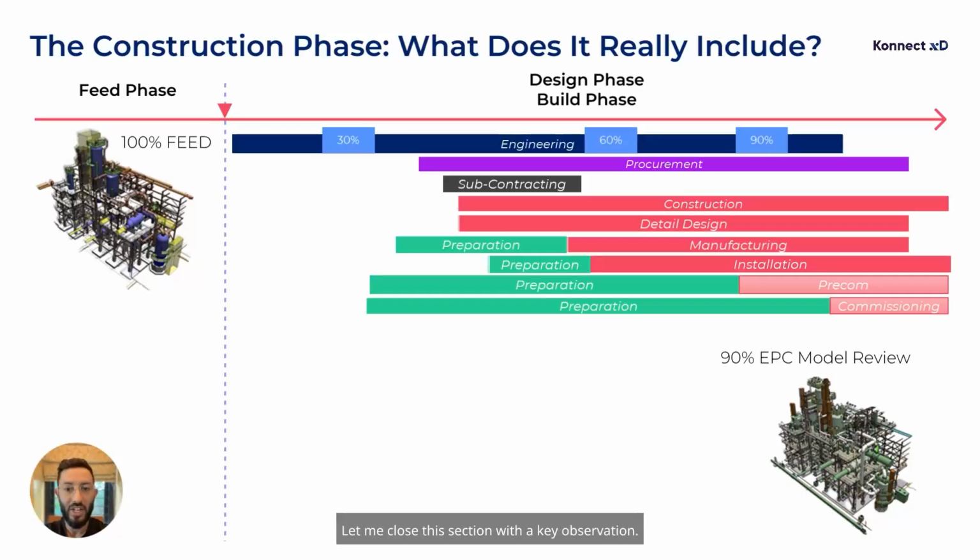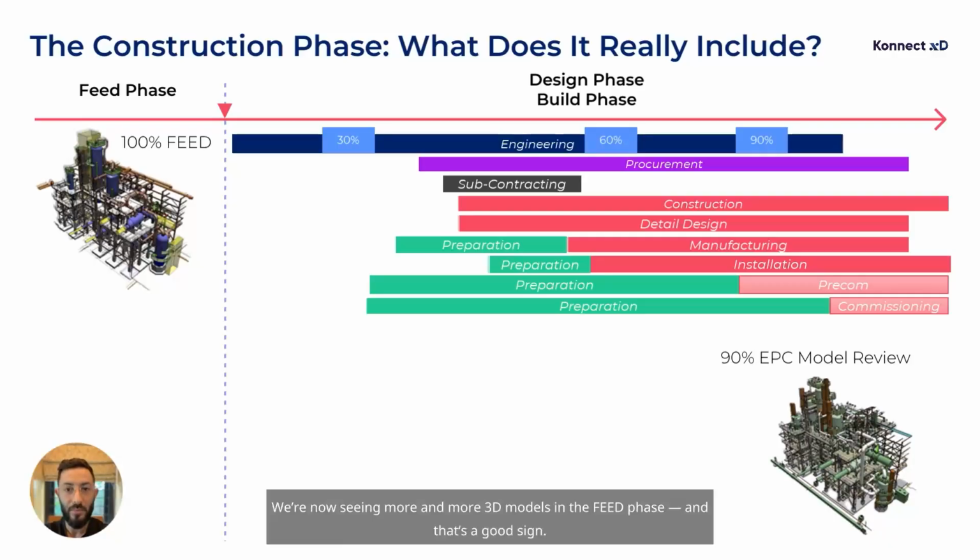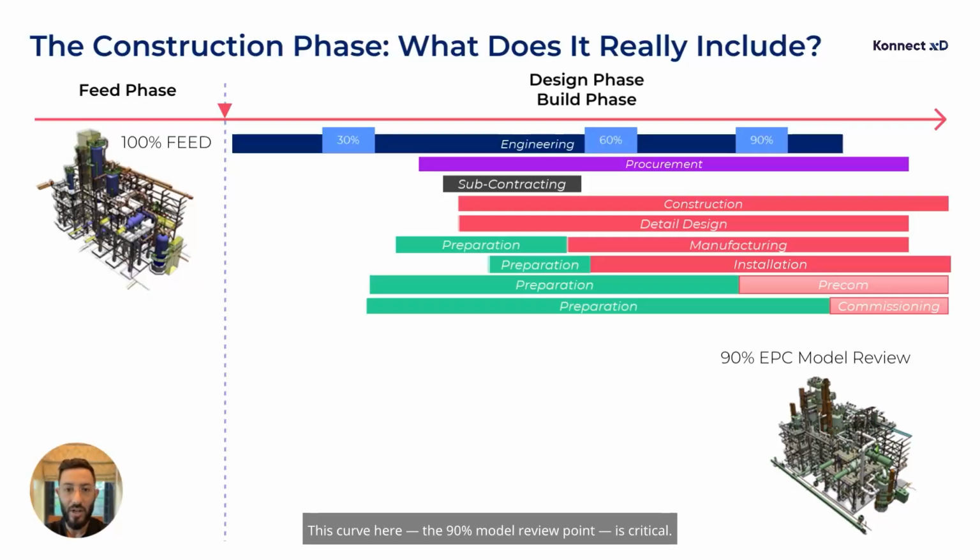Let me close this section with a key observation. We're now seeing more and more 3D models in the FEED phase, and that's a good sign. The industry is moving toward automation, better data, and improved model maturity. This leads to better estimating, more accurate schedules, and a deeper understanding of the scope of work. This curve here, the 90% model review point, is critical. That's where many assumptions get locked in.